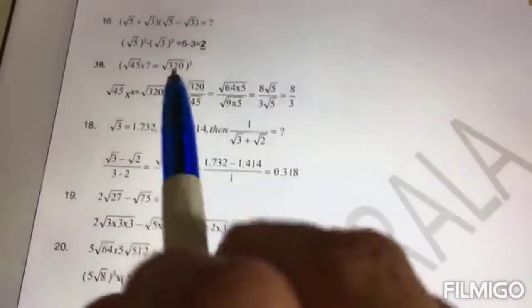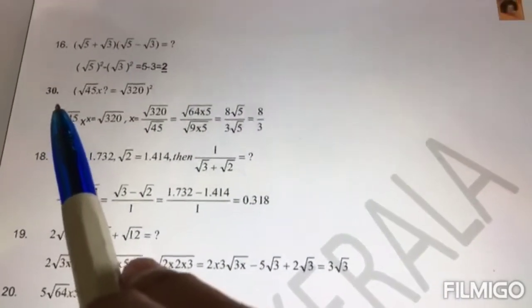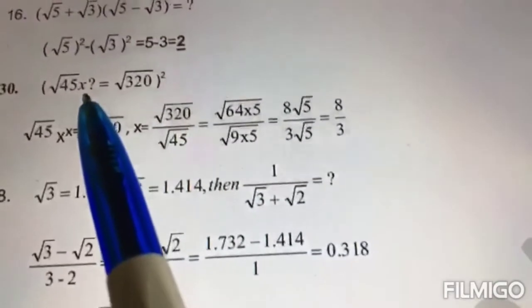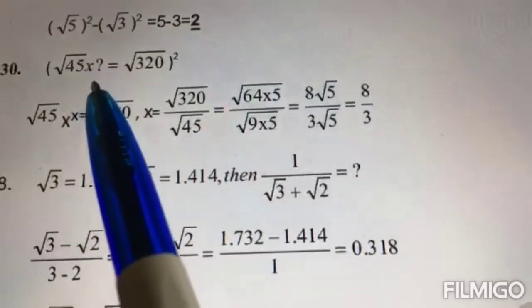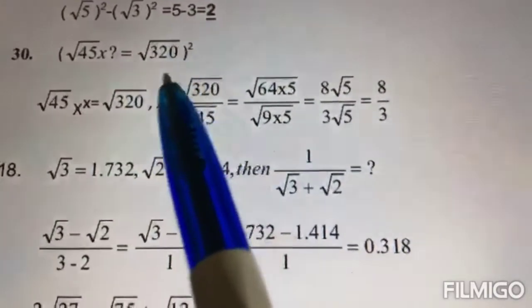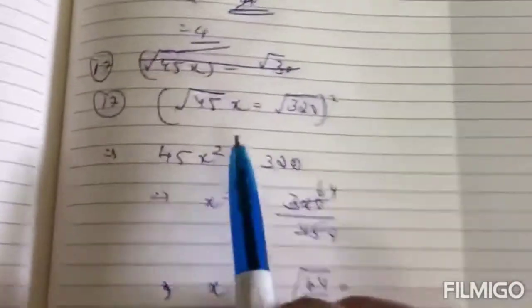Now number 16 is similar to the previous questions that we have done. So please do it yourself. This is actually number 17, not 30. Let's do that. Root 45 into x. X is not within the square root sign. Be very careful when you read the question. Is equal to square root of 320, the whole thing squared. Okay. Let's see how to solve this.